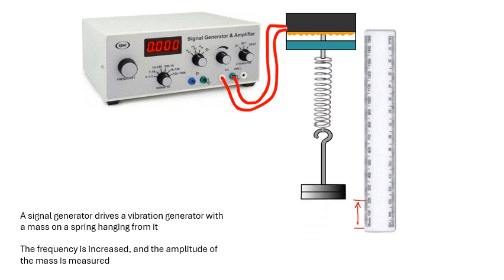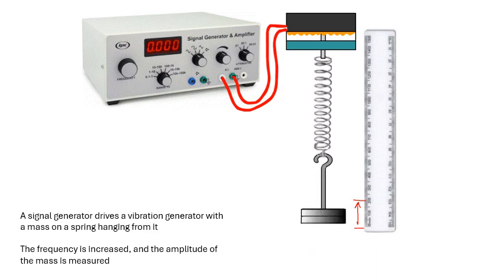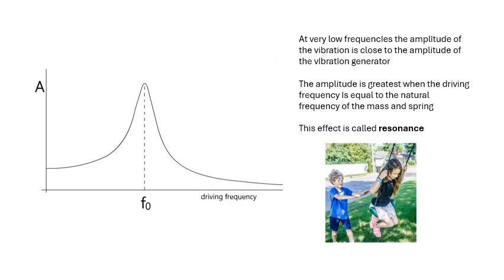Then you plot a graph of the amplitude of the mass against frequency and you get this. Looking at this graph, you should clearly see that at a particular frequency we get very large amplitude oscillations. At very, very low frequency, the amplitude of the mass is just the same as the driving amplitude. Yes, they go up and down together, but then the amplitude of the mass gets bigger and bigger and bigger, and we get this peak, which is called a resonance peak.